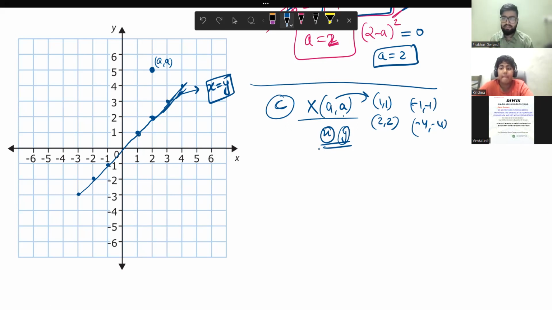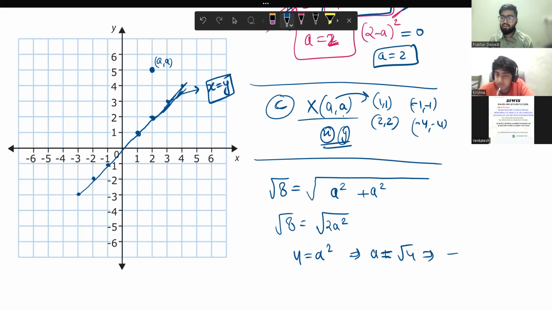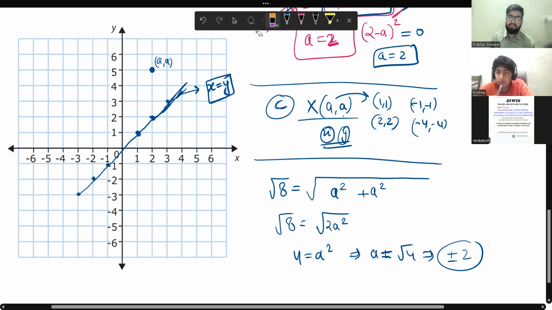Now you want root 8 from the origin. So now we got root 8 is equal to square root of a minus 0 whole square, that means a square only, and then again a minus 0, that means a square only. We get here root 8 equal to root of 2a square. So root gets cancelled. We will get 4 equal to a square, and that means a is equal to root 4, and that gives out plus and minus 2 both.